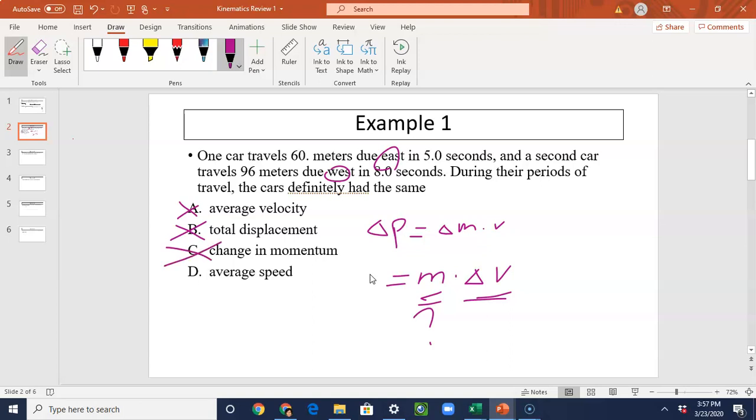Last one is average speed. Average speed is total distance divided by total time. Take a look at the first one, 60 meters total distance, time is 5 seconds, so we have 12 meters per second. For the other car, it is 96 meters in 8 seconds, so 96 divided by 8 is also 12. So we know this is correct.